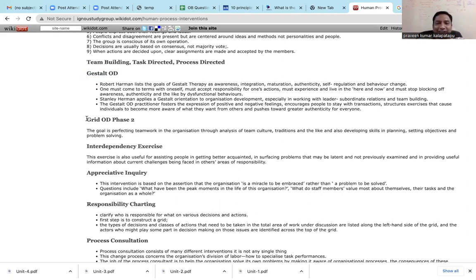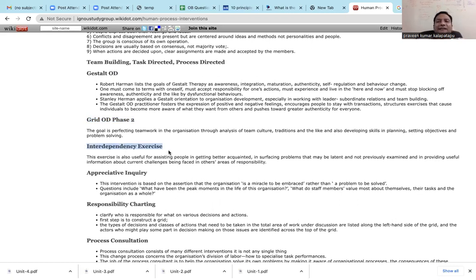going to the next intervention, Grid OD phase 2. Remember, the Grid OD phases 4, 5, 6 that I talked about earlier; this is phase 2. I don't know why Grid OD is introduced in phases. They could have put all six phases of Grid OD in one place, but phases 4, 5, 6 were in the other unit. Now we are talking about Grid OD phase 2, which mainly concentrates on team culture and teamwork, problem solving in teams, and planning the skills of the teams and all those things.